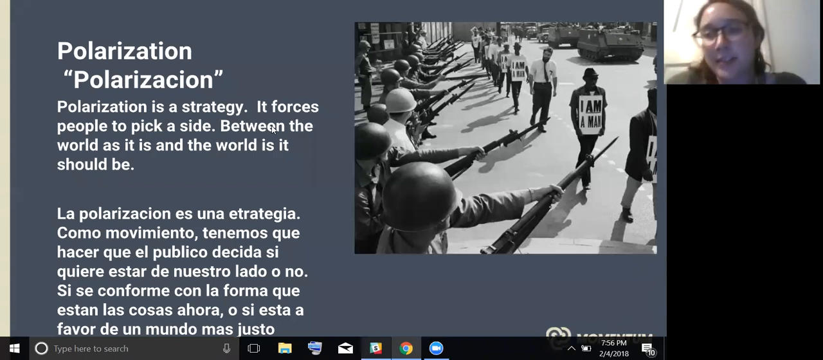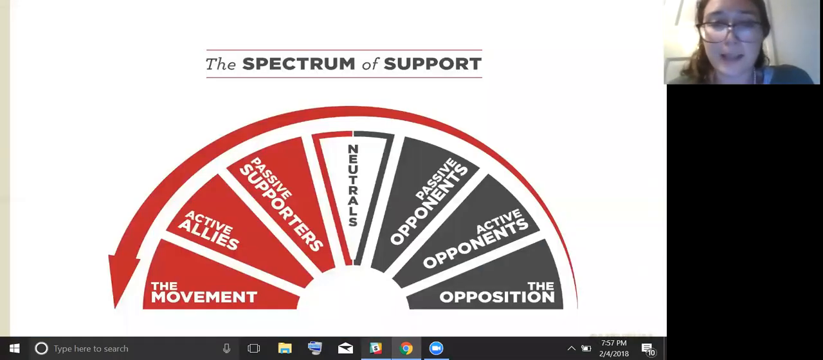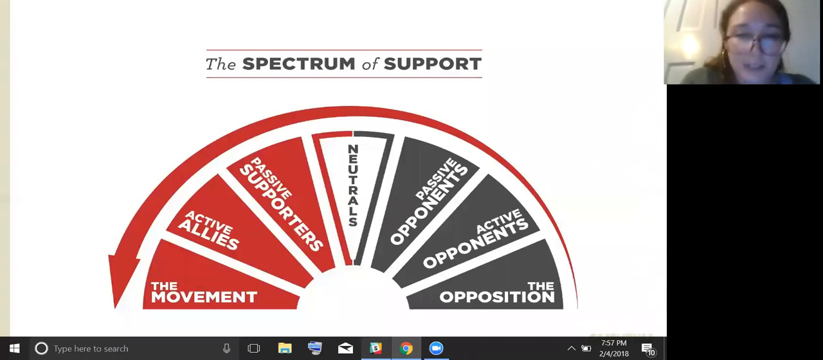And all the actions that we're doing are really about trying to polarize the public, to force the public to see what's happening and to pick a side. So we're going to talk a little bit about some movements that have been able to change the political weather through polarization. This is back to the spectrum of support that we talked about. And remember, in this little fan here, we're always trying to bring people over closer to our side.